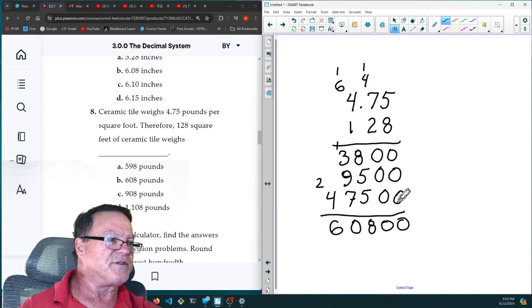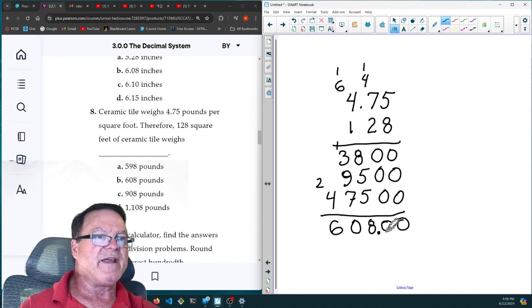So here's 0, 0, 0, 0, 0, 0. 8 and 5 is 13, plus 5 is 18. I'll write the 8, carry the 1. 1 plus 3 is 4, plus 9 is 13, plus 7 is 20. I'll write the 0 and carry the 2. And 2 plus 4 is 6. Now, I have 2 decimal places. 1, 2. So I'm going to put my decimal right there. 1, 2, 608 pounds. 128 square feet of ceramic tile weighs 608 pounds.